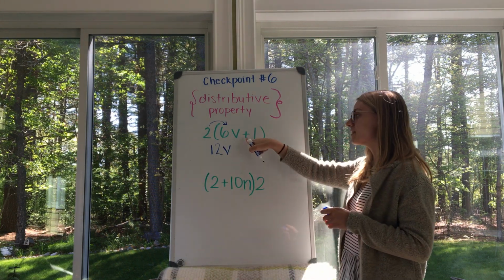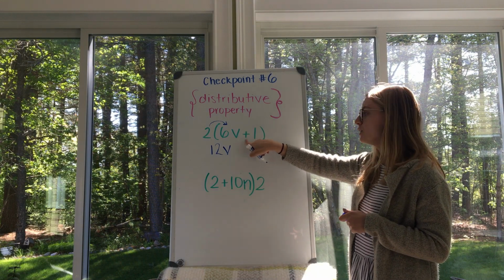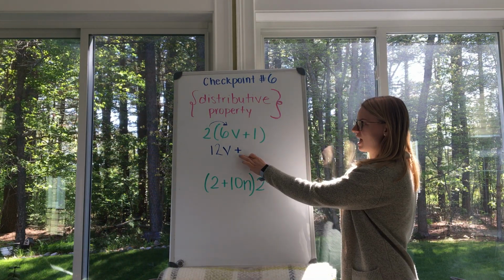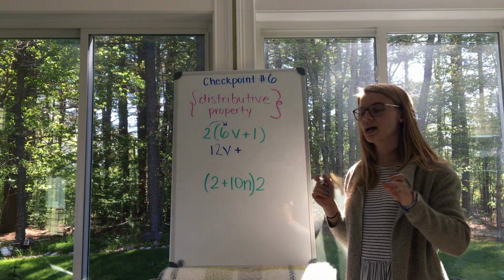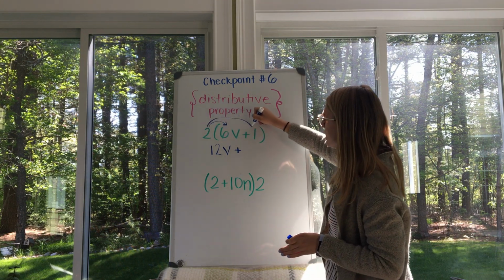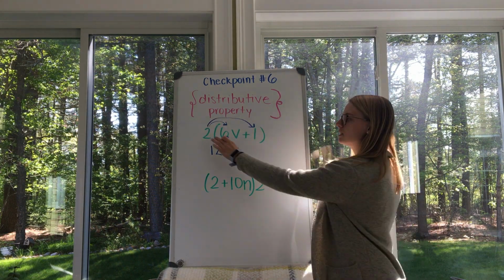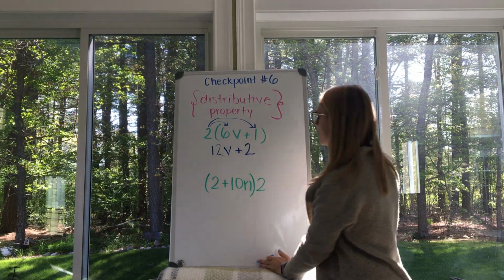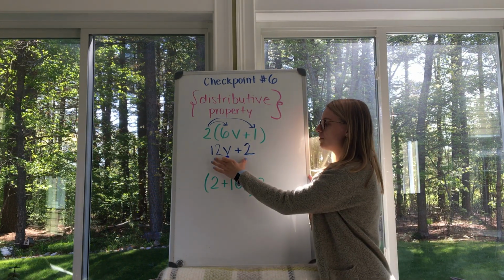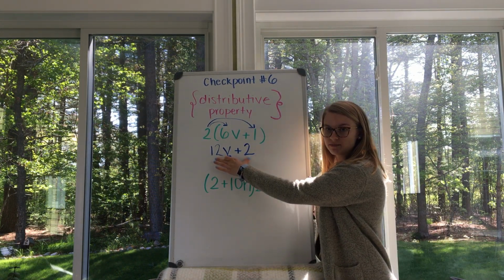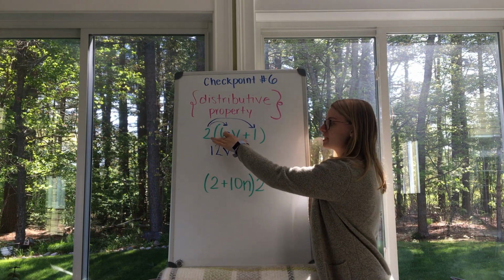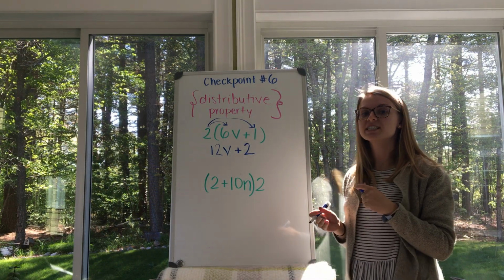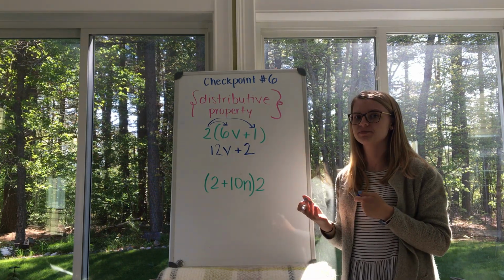Second step is we're keeping the same operation that's in parentheses. So we have an addition sign here. We're keeping the addition sign. And then our last step is that we're distributing the 2 to the second number. So we're multiplying 2 times 1, which gives us 2. And we're done. 12v plus 2 is our new expression, but it's equal to our expression in green. It is the same thing. When we distribute, we find an equivalent expression or an equivalent equation.